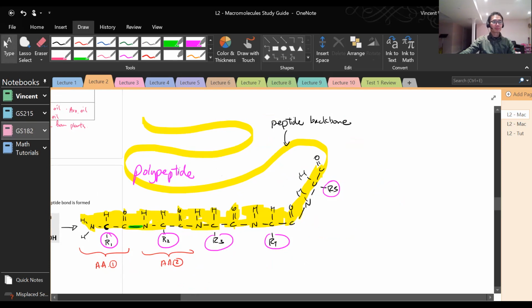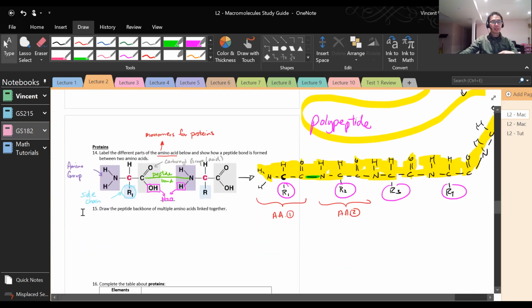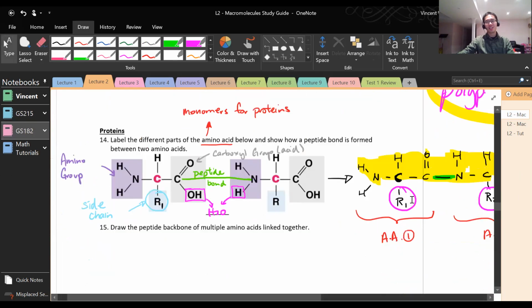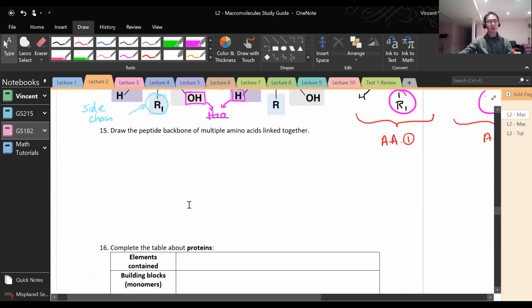Okay. Very good. Draw the peptide backbone. Oh, I just did that. Okay, it's over here, but it was supposed to go here. Okay, so I'm not going to do that again.